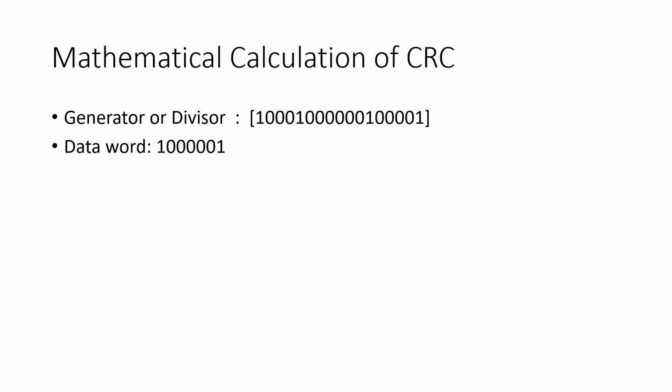The data word can be any data word of any length. I am going to take 1, 5 times 0, 1. So this is our data word, and this is our given generator. Then we need to perform the CRC encoding technique, that is, the encoding divisor calculation using XOR operations. For that, we need to go to the next slide.